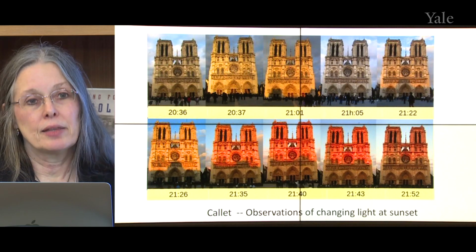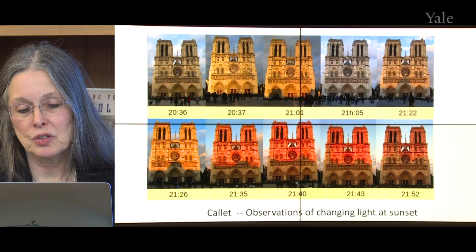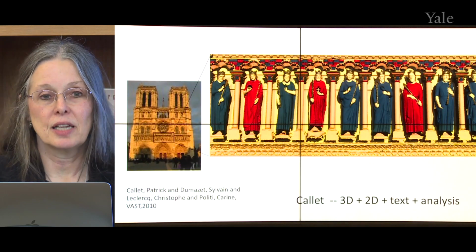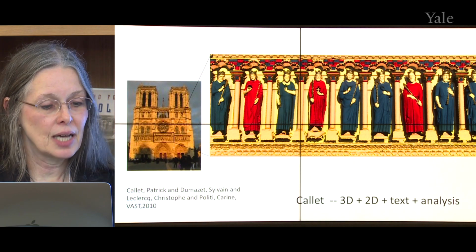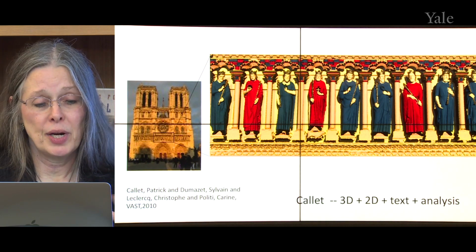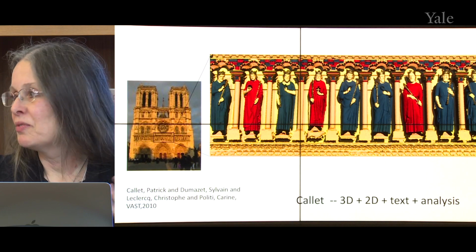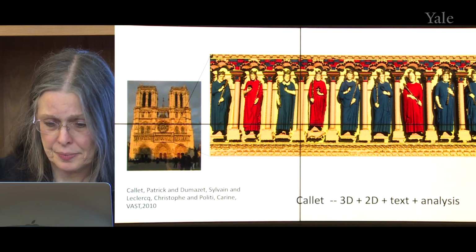And he also brought together imagery of how the light changes on the front of the cathedral at sunset, and did some hypotheses of what the cathedral actually looked like in medieval times. So the point here being that the learning requires assembling heterogeneous data sets from many locations.